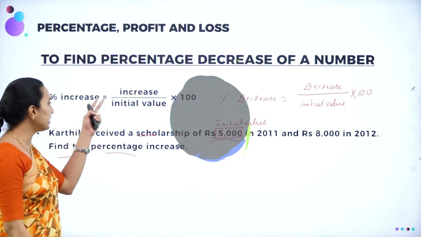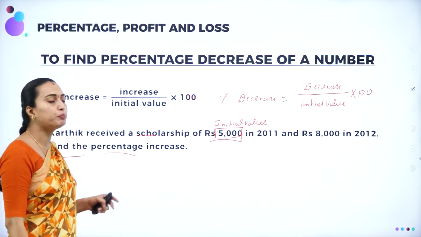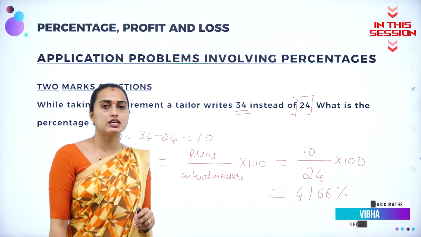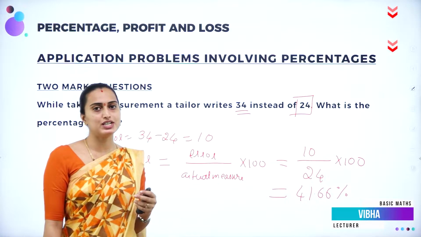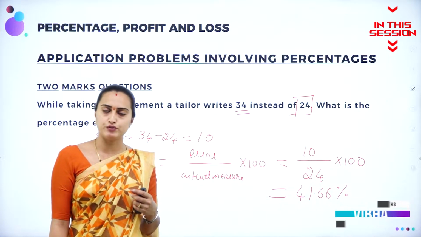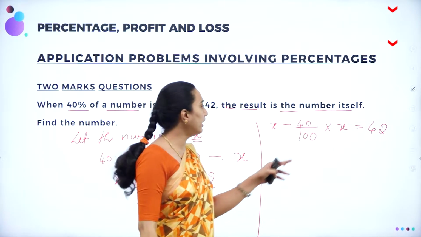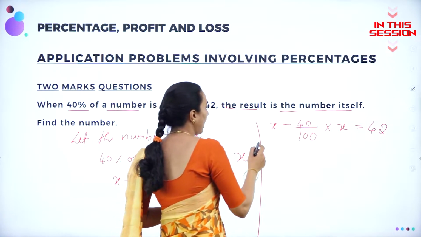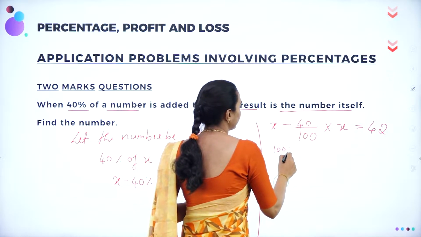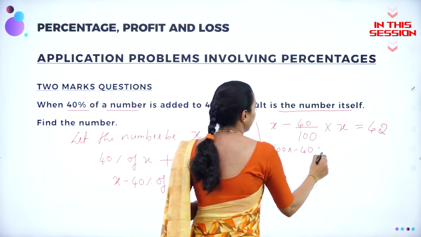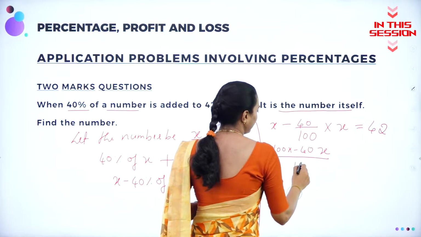What will be the increase then? Increase is nothing but the difference between the final scholarship and the initial value. So 41.66 percentage will be the percentage error when it takes the measurement of 34 instead of 24. You can take x common by multiplying 100. So you will be getting the answer 100x minus 40 divided by 100.